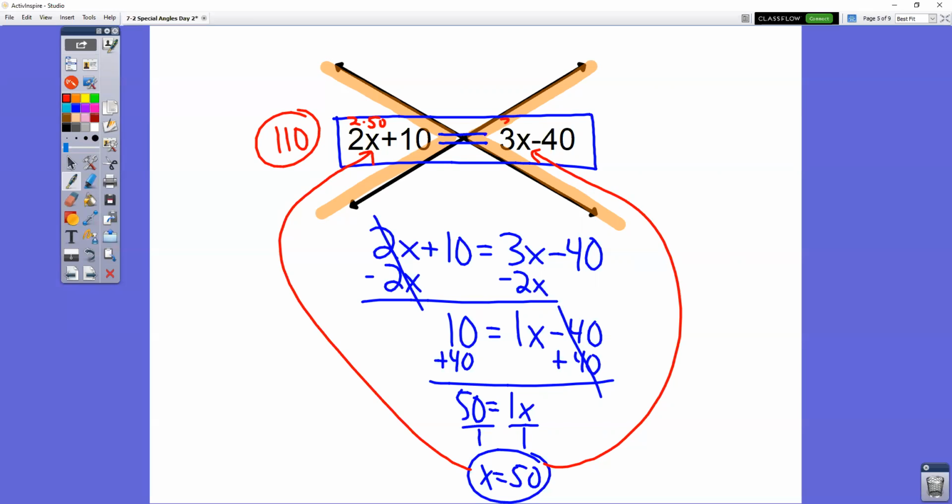Over here we have 3 times 50. 3 times 50 is 150. 150 minus 40 is 110. Now, does our answer make sense? Yes, it does. We have 110 on one side, 110 on the other side. Those two angles are equal to each other because vertical angles are equal.